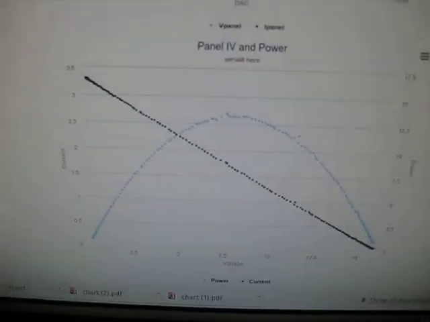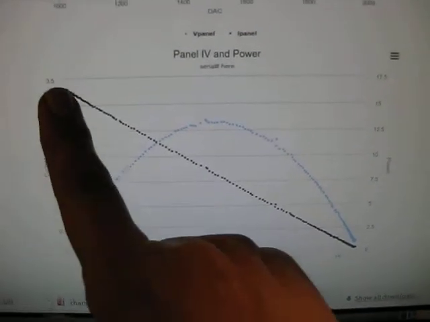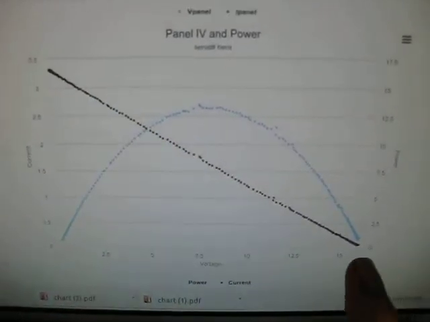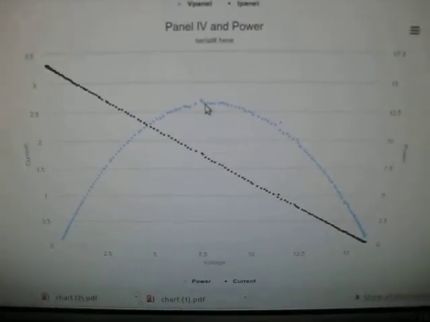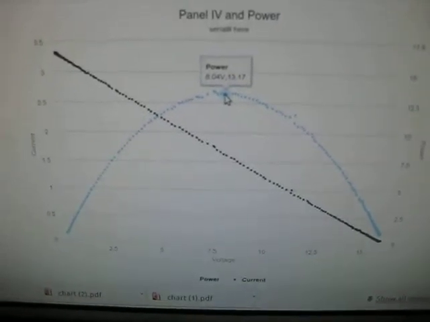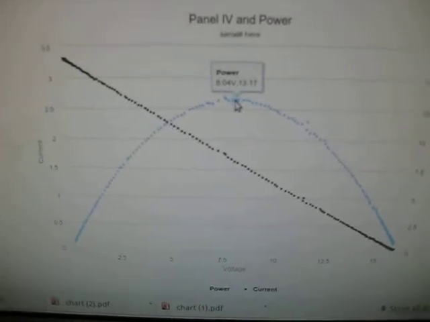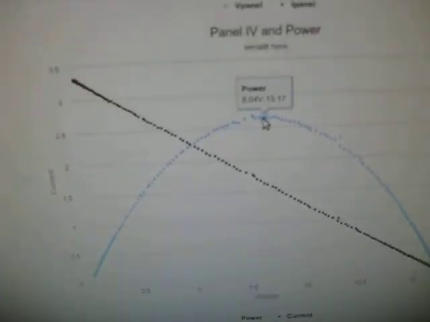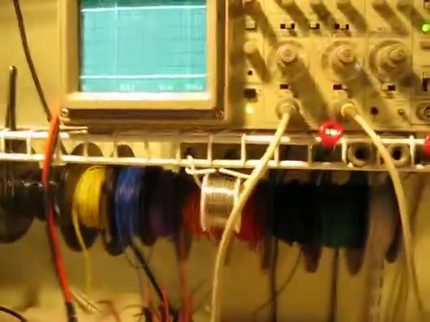And down here, this is the traditional IV curve for my panel. This is the IV curve itself. I have a fixed resistor in right now, so that's why it's a line. And then this over here is the power output. So if you hover over this, the power output is right around 8 volts, 13 ohms, or 13 watts. So that's working pretty well.